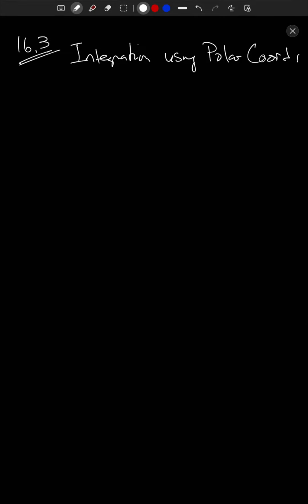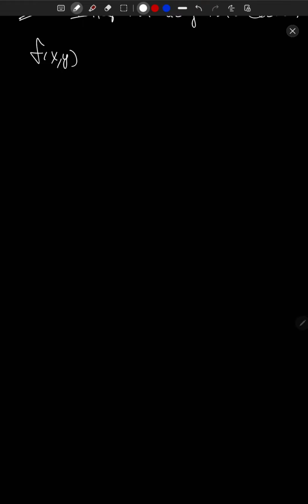Okay, so this is integration using polar coordinates. Up until now, the way we've integrated two variable functions, this is only for two variable today, is we've taken our plane and we've chopped it up into tiny little rectangles.